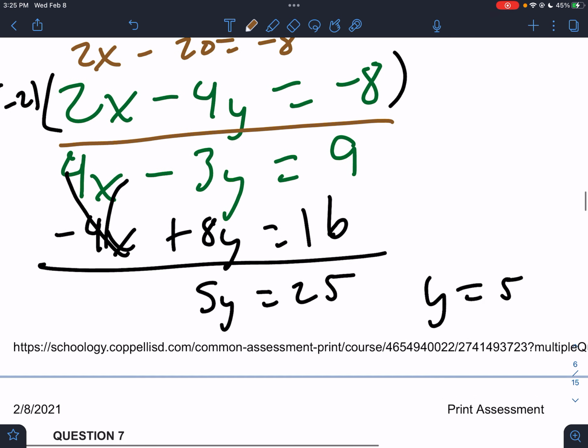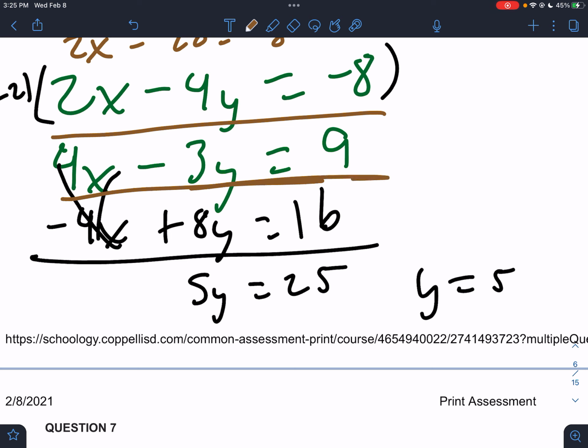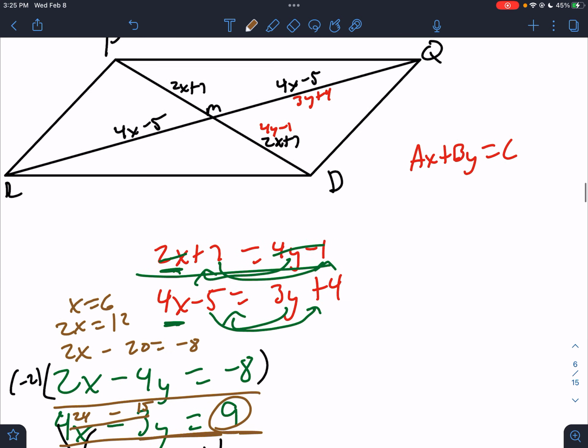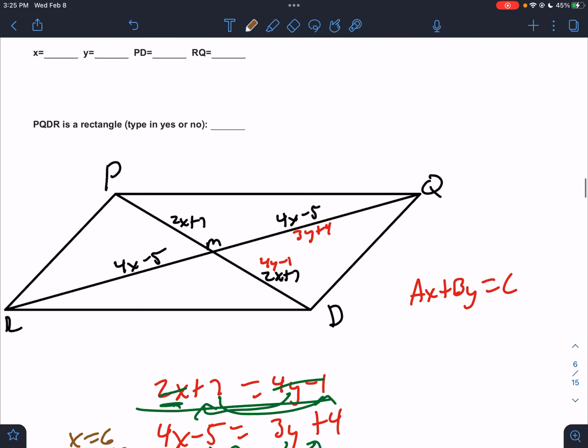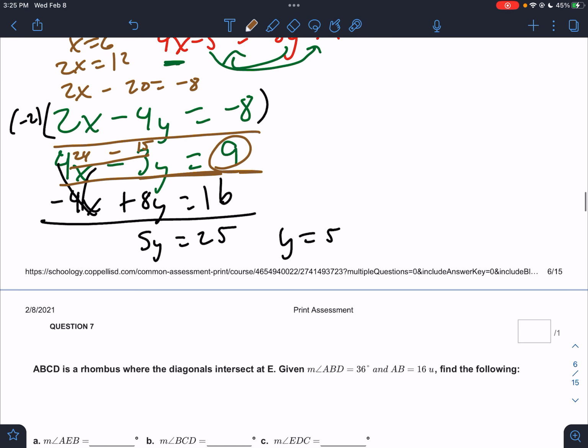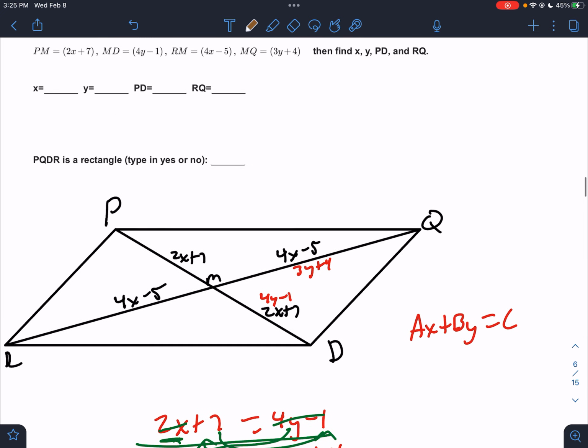And if you want, plug it into the other equation too. If I plug in 6, I get 24. If I plug in 5, I get minus 5 times 3 would be 15. Is 24 minus 15, does that equal 9? Yeah, so I pretty much know I got the right answer now. So x equals 6 and y equals 5.